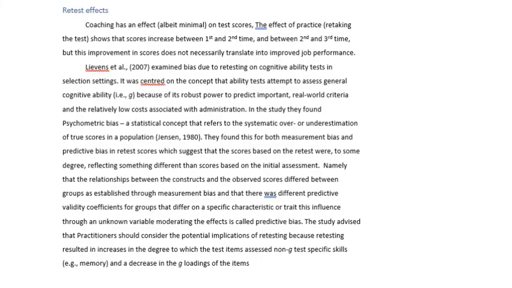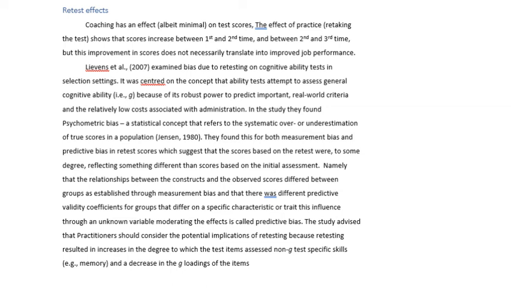Coaching has an effect, albeit minimal, on test scores. The effect of practice retaking the test shows that scores increase between first and second time, and between second and third time. But this improvement in scores does not necessarily translate into improved job performance. Lievens et al. in 2007 examined bias due to retesting on cognitive ability tests in selection settings. It was centered on the concept that ability tests attempt to assess general cognitive ability because of its robust power to predict important real-world criteria and relatively low costs accompanied with administration.